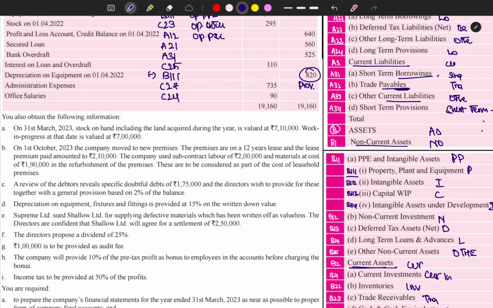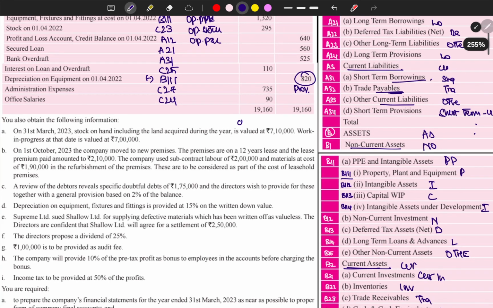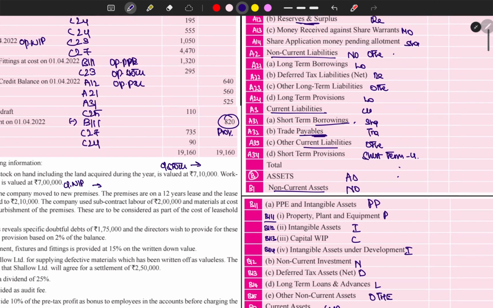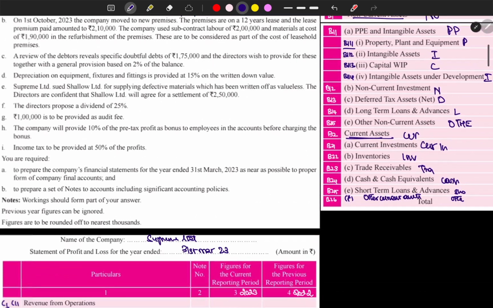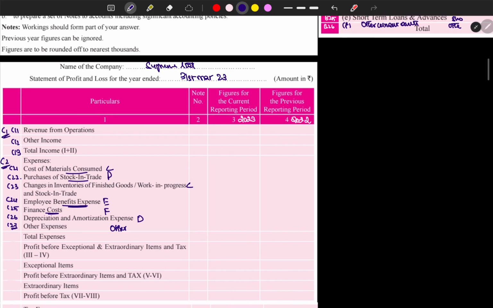Okay, stock on hand, including the land, is valued at 7,10,000. Okay, closing stock, closing WIP. They go to inventories, two areas. One is inventories, which is numbered as B22, and change in inventories, right? Change in inventories is C23.